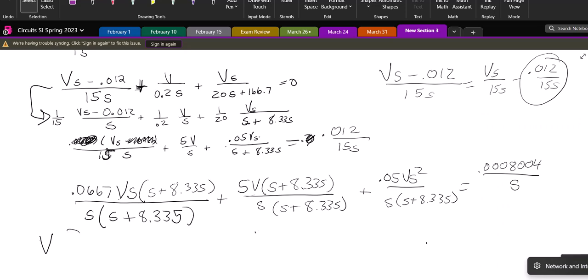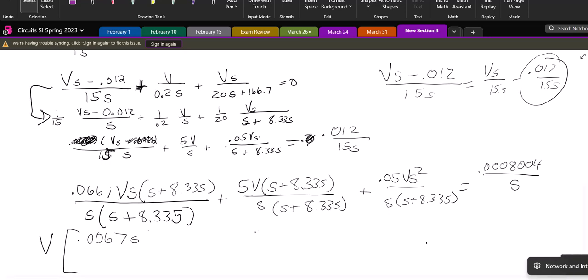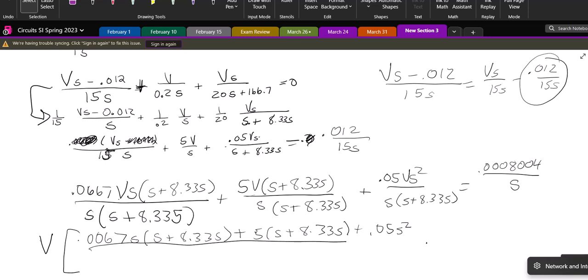And I have 0.0667 S times S plus 8.335 plus 5 S plus 8.335 plus 0.05 S squared, all over S times S plus 8.335, and that equals 0.008004 over S.